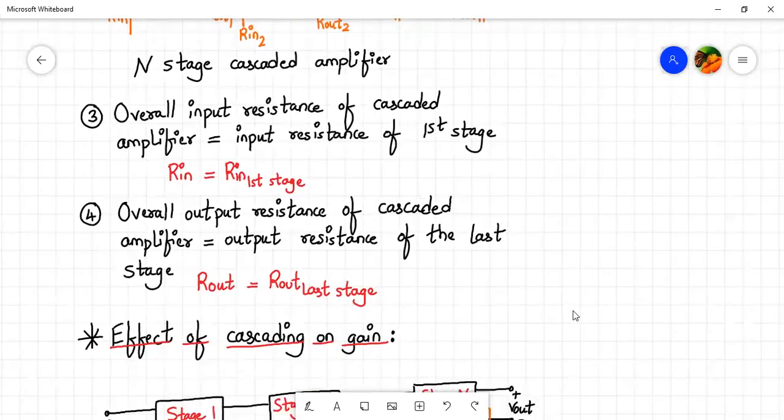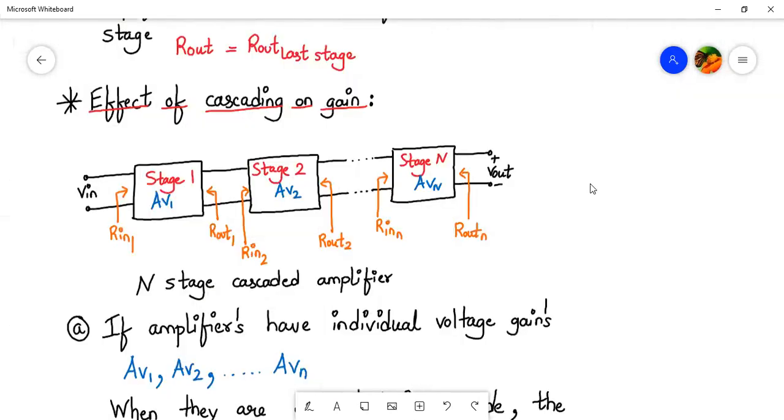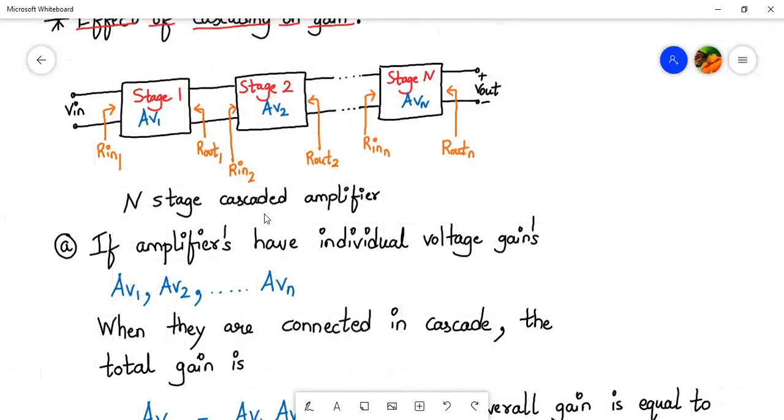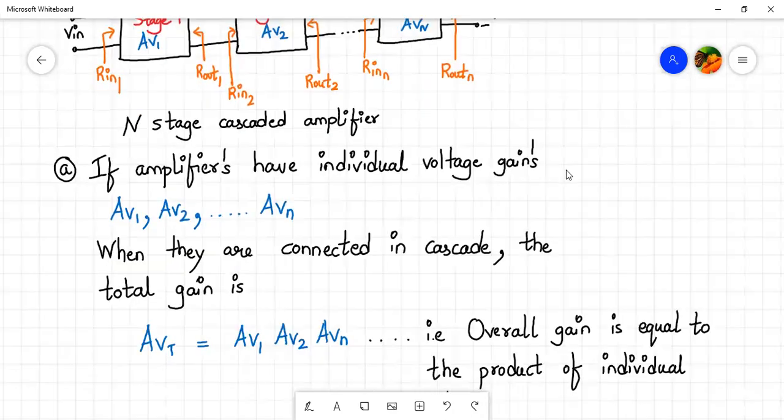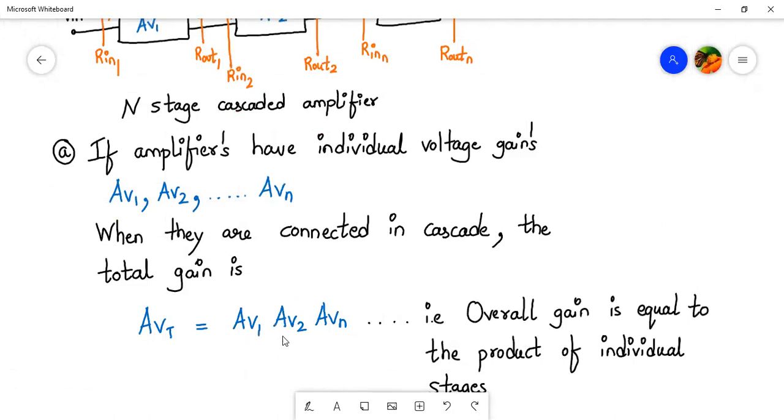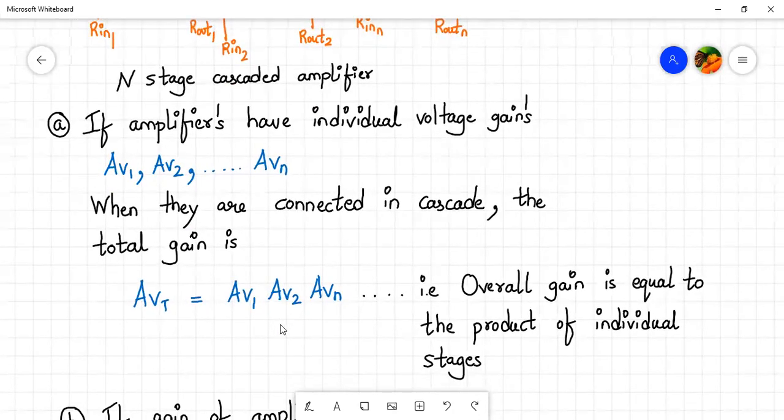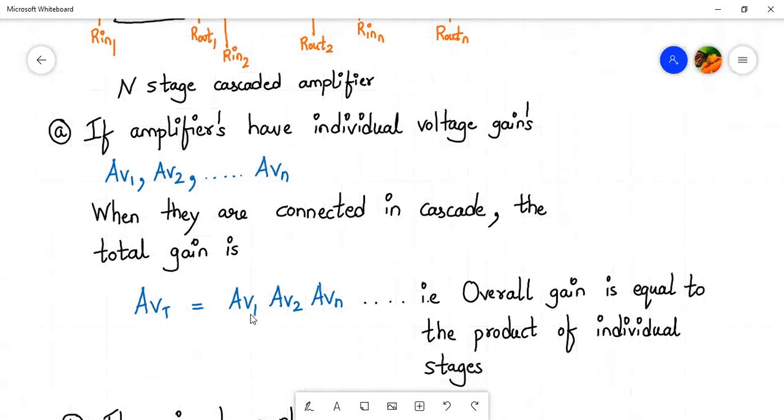Now, let's check how the cascading will affect the gain. So again, we consider the n-stage cascaded amplifier. Let's say that over here there are stage one, stage two, and stage n. Let's say that the amplifiers have individual voltage gains AV1, AV2, and AVN. Now, when they are connected in cascade, the overall gain will be equal to the product of the individual gain stages. So AVT will be AV1 into AV2 into AVN.